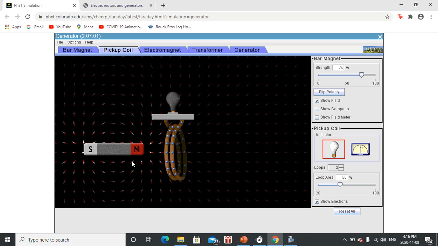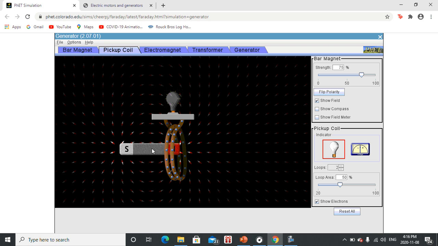Well, we have a permanent magnet. We have a magnetic field. But notice that these little dots here, those are the electrons in the solenoid. They're not moving. So in order to get the light to turn on, we need to get those electrons moving, which means we need a fluctuating magnetic field. Take a look at what happens as soon as I move this magnet. Oh, as soon as I move it, the electrons start to move in the solenoid and the light goes on.